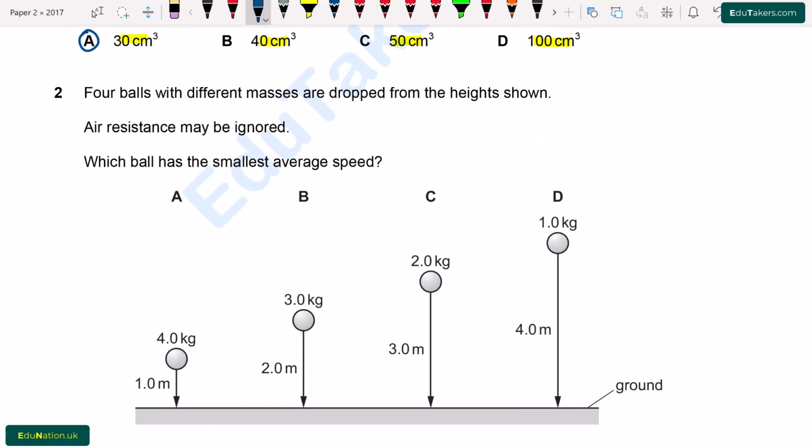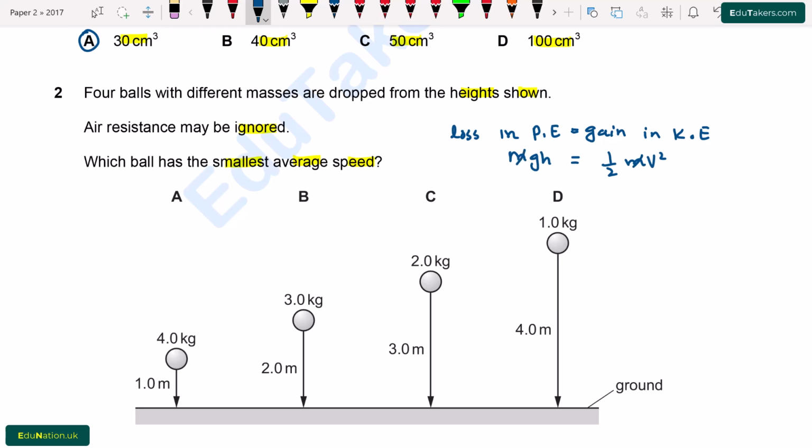Question number 2. Four balls with different masses are dropped from the heights shown. Air resistance may be ignored. Which ball has the smallest average speed? So which one of the following balls has the smallest average speed? We know that loss in potential energy is equal to gain in kinetic energy. Because the balls are dropped from a certain height, they lose potential energy and gain kinetic energy. Potential energy, we know, is equal to mgh and kinetic energy is half mv square.